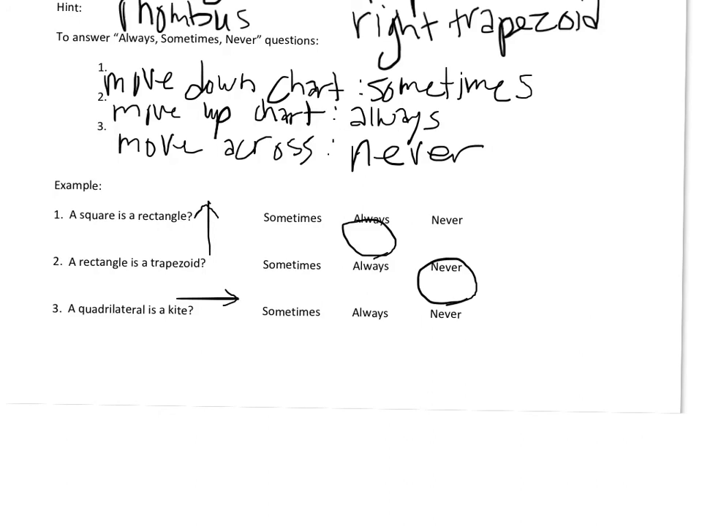And a quadrilateral is a kite. So I start at the very top of the hierarchy and slide my finger down to kite. And when I'm moving down, I know it's sometimes. So that's saying that a quadrilateral can be a kite, but it isn't always a kite. So that's why it's sometimes a kite.